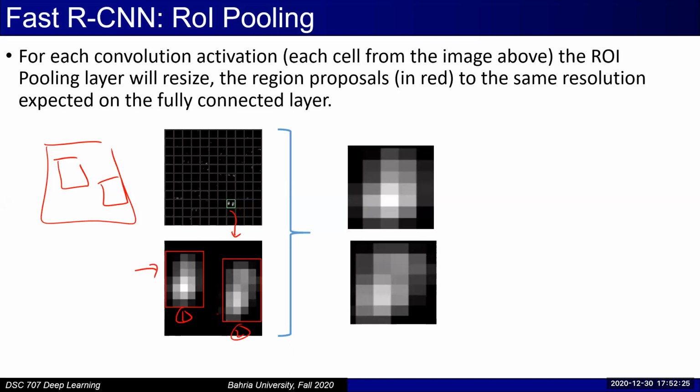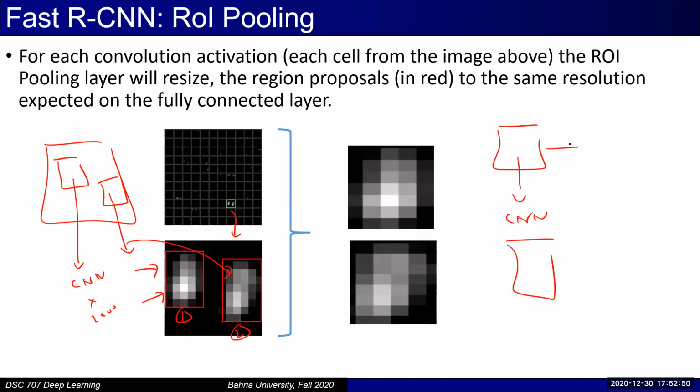So you see what we are doing smartly: instead of feeding each region proposal separately into our CNN, where we were feeding this to the CNN and getting this, then separately feeding this and getting this, so we were doing it 2000 times. Now what we are doing is feeding the image to the CNN, getting the feature map, also feeding the image to selective search, and simply projecting the region proposals on the feature map.